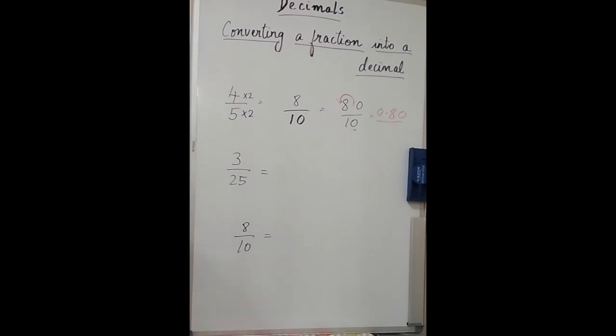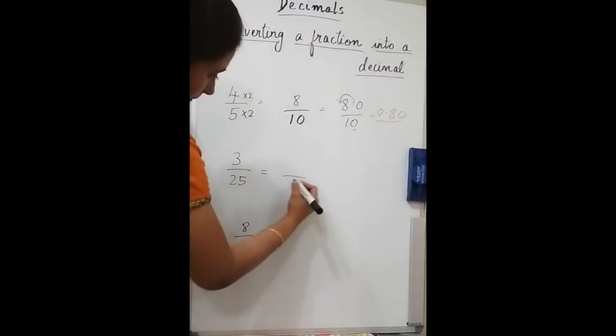Now, let's go to the next example. I have 3 by 25 here. Is my denominator 10? No. Is it 100? No. Is it 1000? No. So can we write it directly like this? Can we bring an answer like this? No. So what are we going to do? We are going to convert this normal fraction into a decimal fraction, which means we are going to write an equivalent fraction for this with a denominator 100.